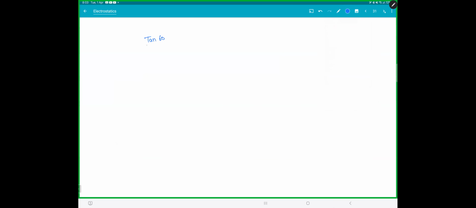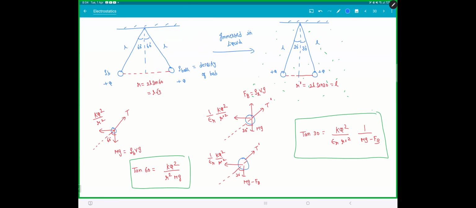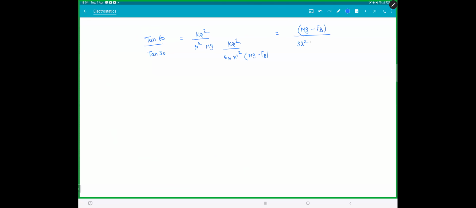Then we get tan 60 by tan 30. This will be kq² by r² mg, over kq² by epsilon r r dash squared, mg minus FB. kq² will cancel. You'll be left with mg minus FB by mg. r is how much? L√3, so r² will be 3L². Epsilon r will go up and r dash squared will be L². Tan 60 by tan 30 is 3. L² will cancel. We'll have epsilon r.